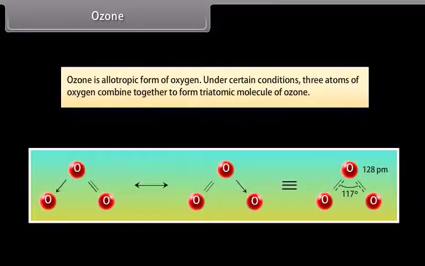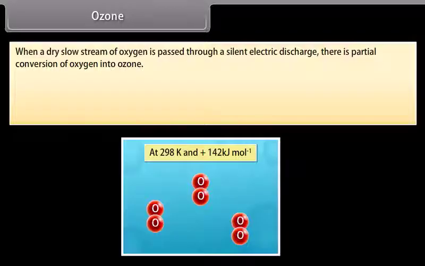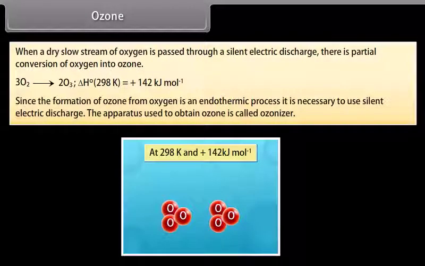Ozone. Ozone is an allotropic form of oxygen. Under certain conditions, 3 atoms of oxygen combine together to form a triatomic molecule of ozone. When a dry, slow stream of oxygen is passed through a silent electric discharge, there is partial conversion of oxygen into ozone. Since the formation of ozone from oxygen is an endothermic process, it is necessary to use silent electric discharge. The apparatus used to obtain ozone is called an ozonizer.